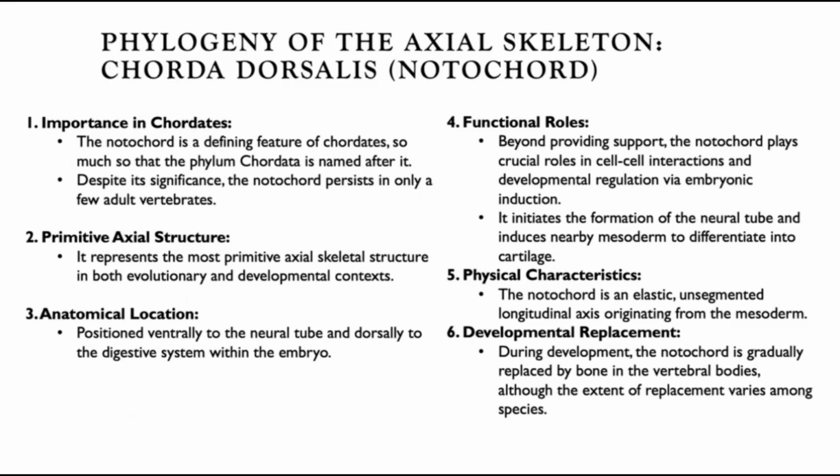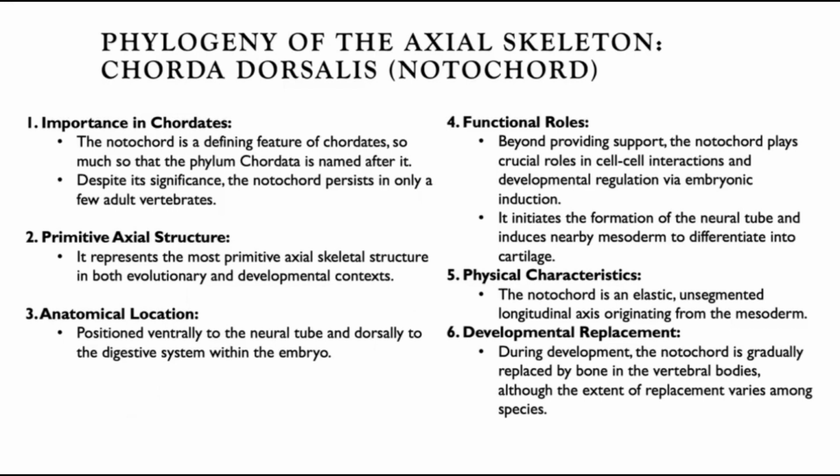chordata. So chordata is named chordata because as we said, all of them will have a notochord, and this notochord is later going to become the vertebral bodies. It's going to become the vertebral column, and because the notochord is also called the chorda dorsalis, the chordata is named after it. Okay. So this notochord is ventral to the neural tube, meaning it's just in front of the neural tube, and then it's behind the digestive system when we're talking about the embryo.